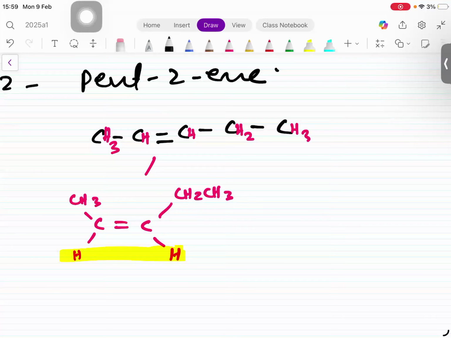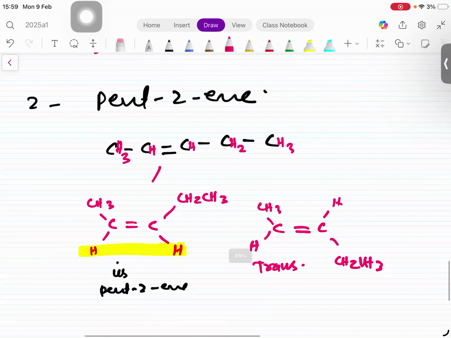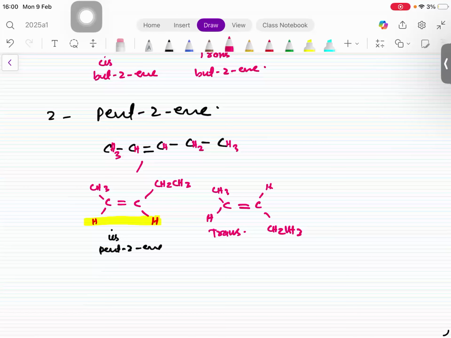So which one is this? Cis-pentene. Trans, I said it's easy. The first carbon I always draw the same. You can also swap the first one. In the second carbon, I'm going to put H on the top and CH2CH3 underneath. So that will make trans-pentene. Is it clear? One of the carbons is twisted.